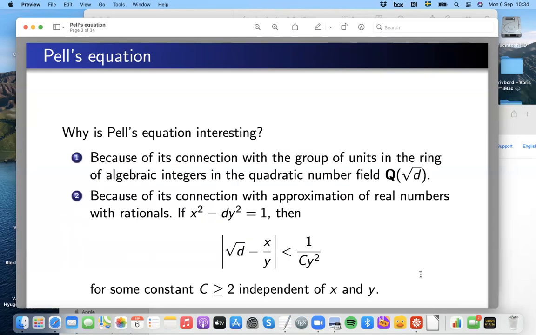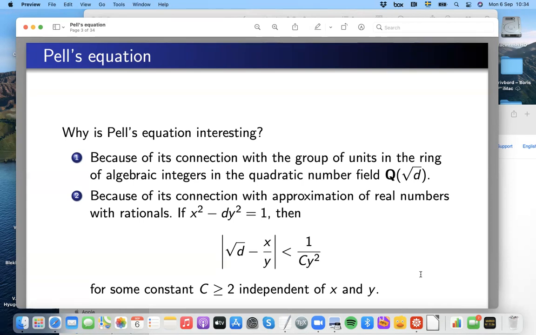Now, why is this equation interesting? It has connections with at least 2 very important areas of mathematics, at least classically important. The first one, I'll explain a little bit, and this would come later in the talk. It's the group of units in the ring of algebraic integers in the quadratic number field Q of the square root of d. So let me explain what this thing is.